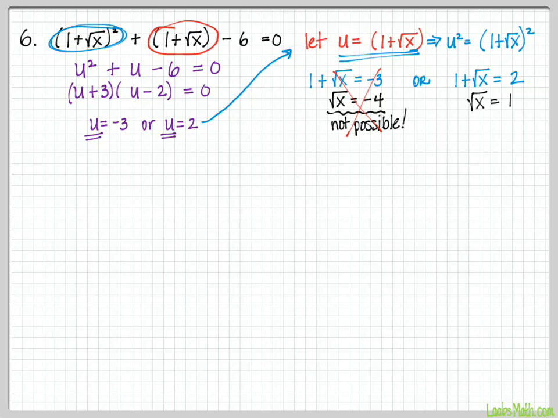Now I need to start working on the other problem, and so I subtract the 1 from both sides and get the square root of x equals 1. Squaring both sides, I get x equals 1, and that's the one and only solution to this problem.